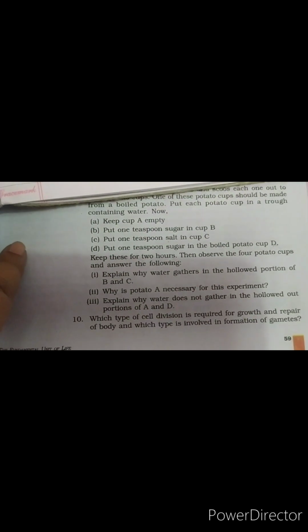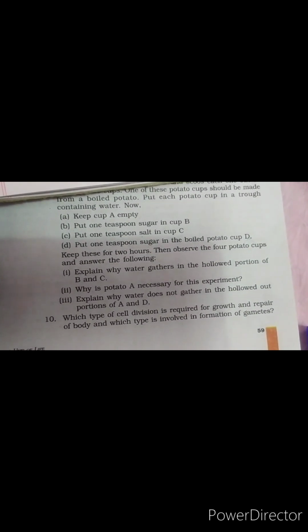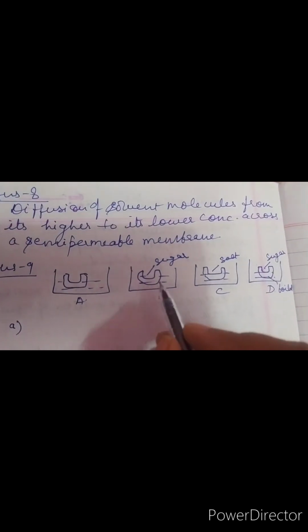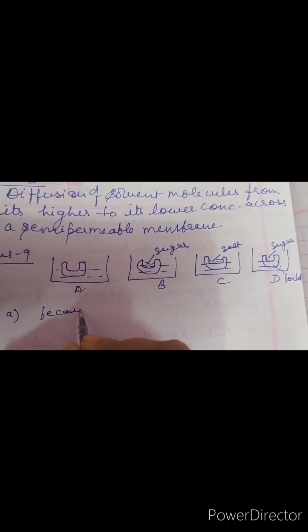Now you have to answer the following questions. Keep these for 2 hours, observe the potato cups and answer the following questions. Explain why water gathers inside the hollowed portion of B and C. As you see, water collects inside this hollow portion in B and C. Why? Because of endosmosis. How?